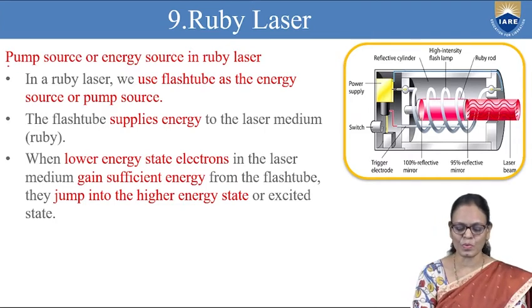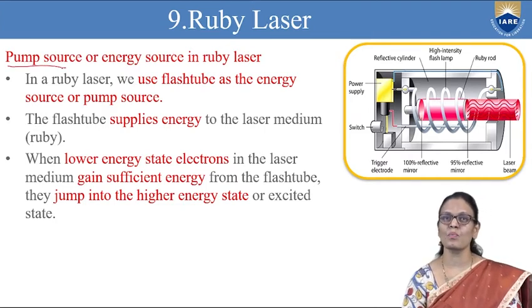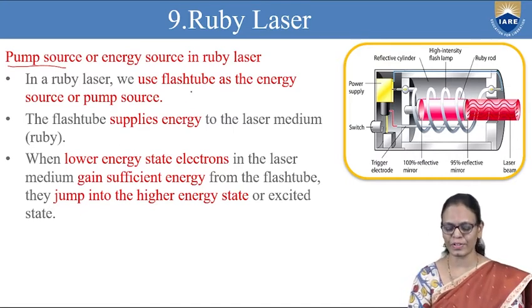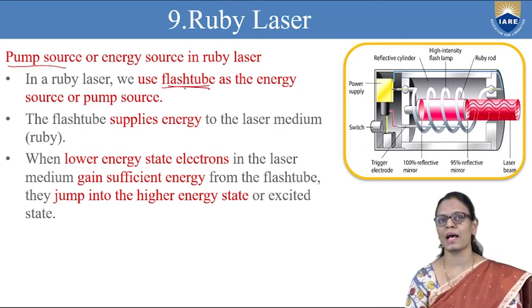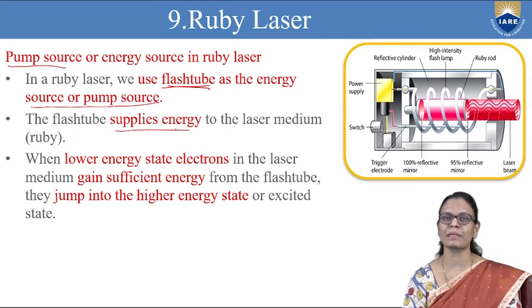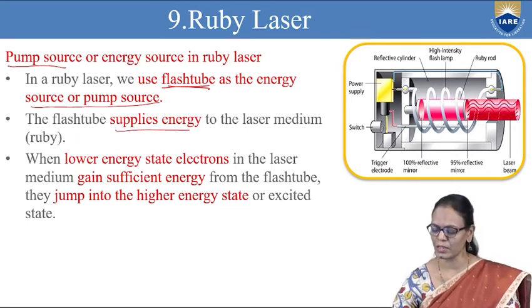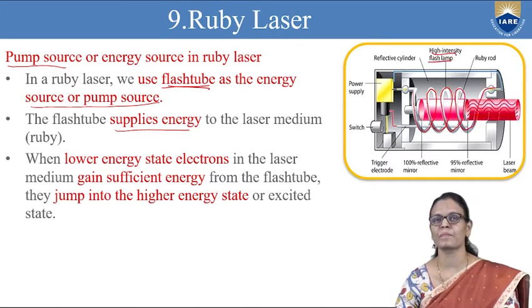Now coming to the pump source. How is pumping happening? How are we supplying the energy for excitation of atoms? In ruby laser, we use a flash tube as the energy source or the pump source. The flash tube supplies the energy to the laser medium. If you see here, this helical lamp is the flash source, a high intensity flash lamp.